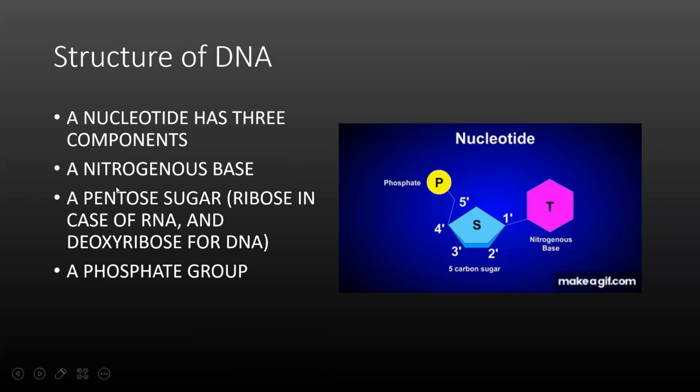Why is it called pentose? Five carbons are there: 1, 2, 3, 4, 5. An example of a pentose sugar is ribose here. We have hexose also, glucose, C6H12O6, which has six carbons, so it is a type of hexose.